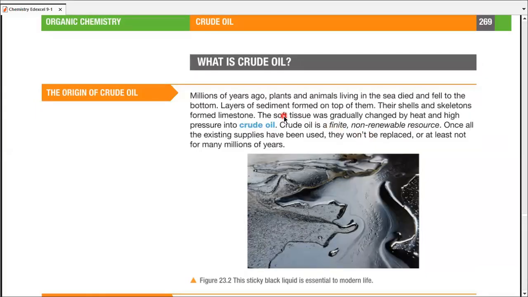So, organic chemistry, the portion on crude oil. Let's quickly revise what we did yesterday, and afterwards we can start from wherever we left off. So, first things first, what is crude oil?